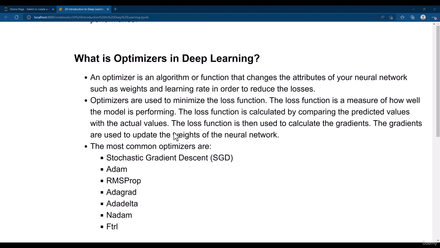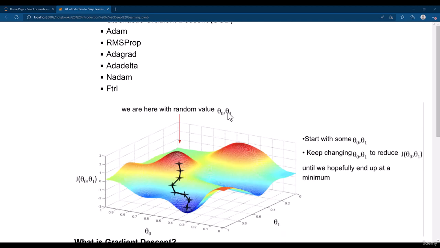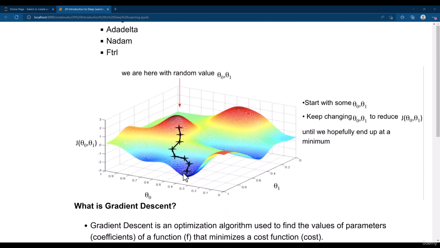There are many types of optimizers, like SGD, which is the Stochastic Gradient Descent, Adam Optimizer, RMS Prop, AdaGrad, AdaDelta, NADM and FTRL. So these are the optimizers. Generally we use Adam or the Stochastic Gradient Descent optimizers. These are very fast optimizers. These optimizers are used along with the loss function, and they are adjusted in such a way that your model can achieve its lowest error.